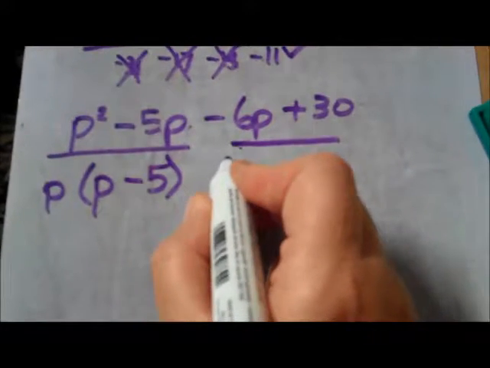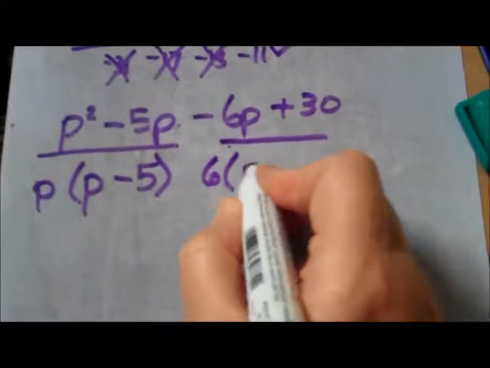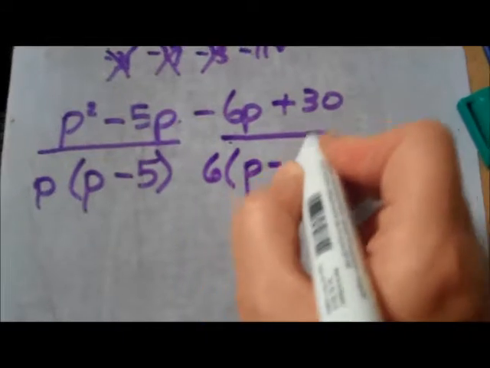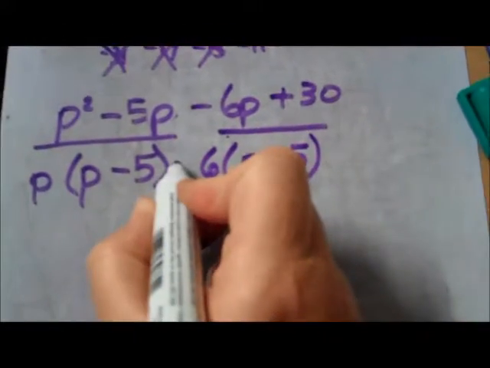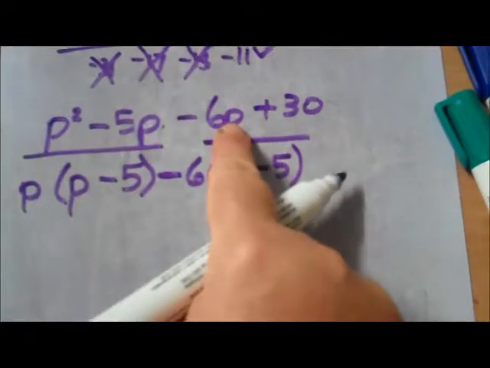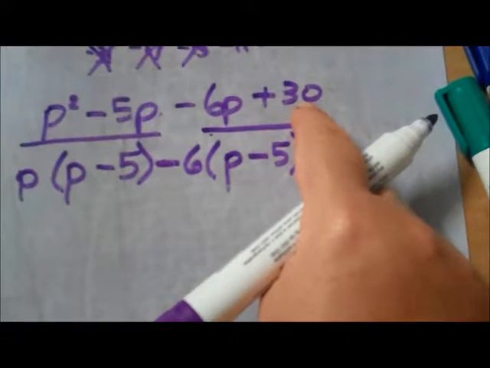So let's have a look. If I take 6 out as a common factor, I'm going to get p. If this is going to be p minus 5, this has to be a minus out here, because minus 6 times p is minus 6p, minus 6 times minus 5 is plus 30.